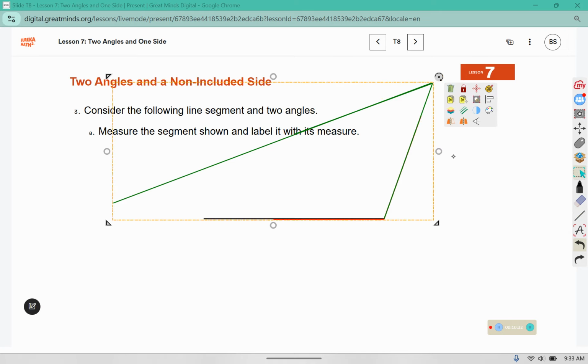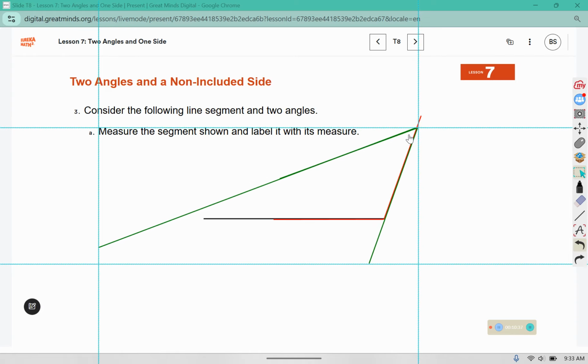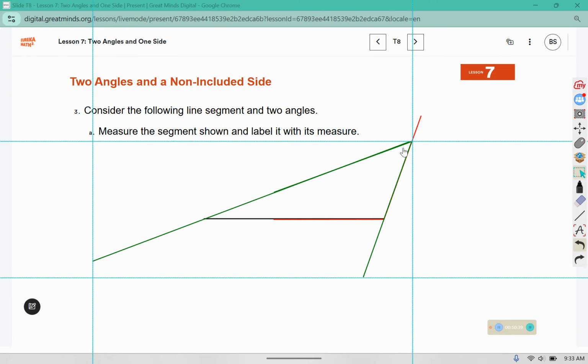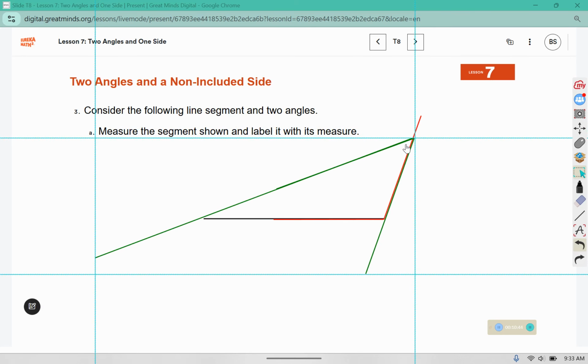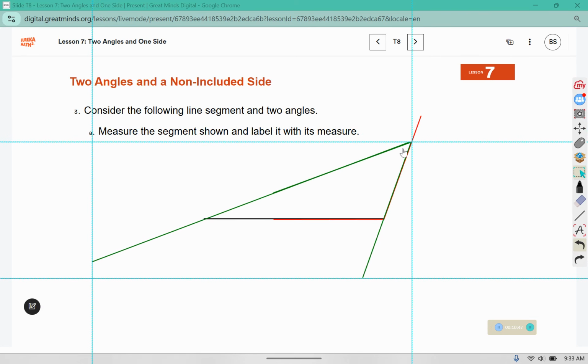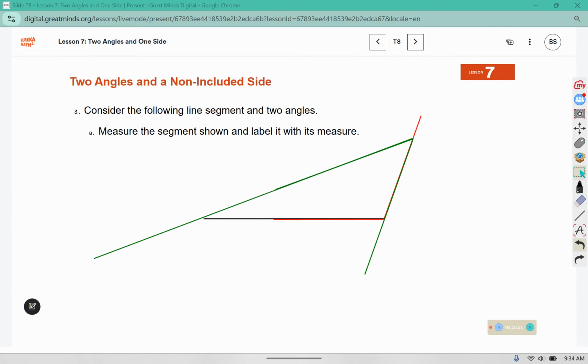So we want this angle to line up with this corner on the left. So we're sliding down the red line until this green line crosses with the black line. Like that. So this was the 110-degree angle, and this was the 50-degree angle. And since it's a non-included side, that 5 centimeters is not between these two angles.